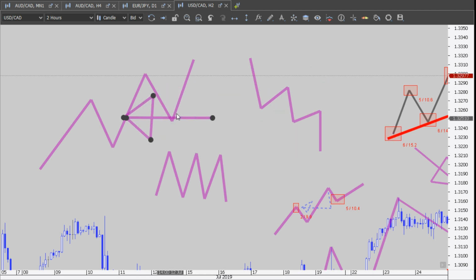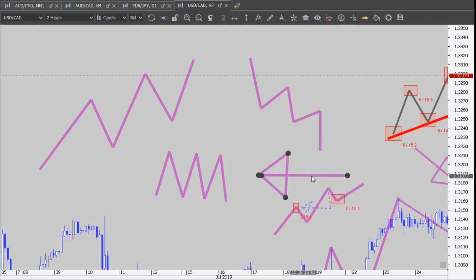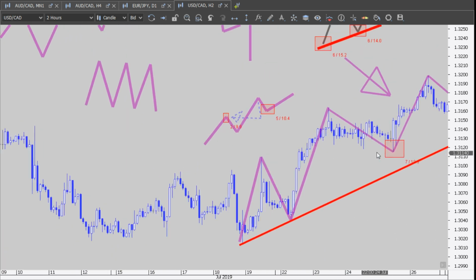If you lose 2 trades in a row, maybe this uptrend is not an uptrend. Maybe this downtrend is not a downtrend. Maybe this sideways movement is not a sideways movement. Okay? 5 more minutes, let's go.